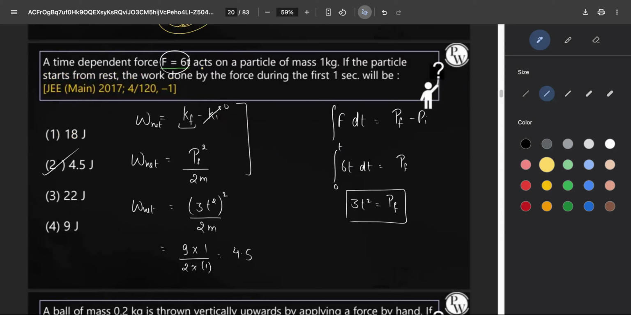So you can see these are some problems. It's basically a different problem based on the integration part. Here, they have given a time dependent force F equal to 6t acting on a particle. If the particle starts from rest, what is the work done by the force during the first 1 second? So how can you calculate it?